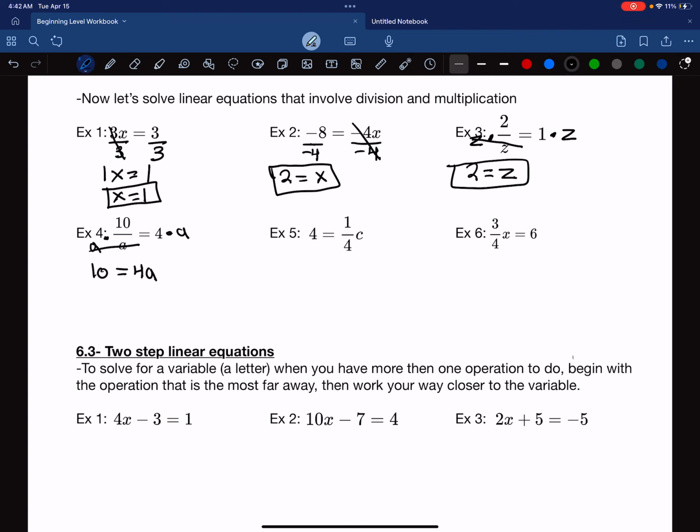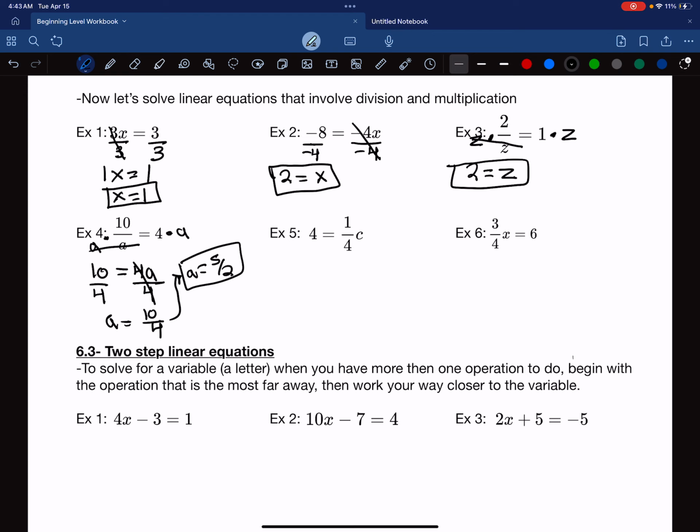So to get a on its own, we're going to divide by 4. So these 4s cancel. We're left with a equals 10 divided by 4. And we can actually simplify this fraction 10/4 to 5/2. And that's our answer.